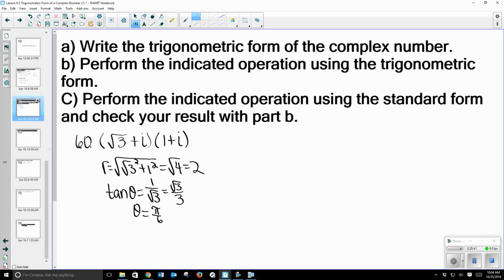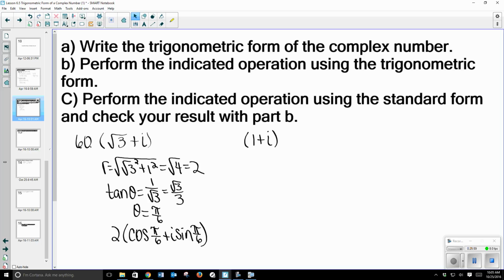Okay, and then for the other one, so we have 2 cosine of pi over 6 plus i sine of pi over 6 for this one. Now we have to do this one. We'll do this out separately. So the radius is the square root of 1 squared plus 1 squared, which is the square root of 2.